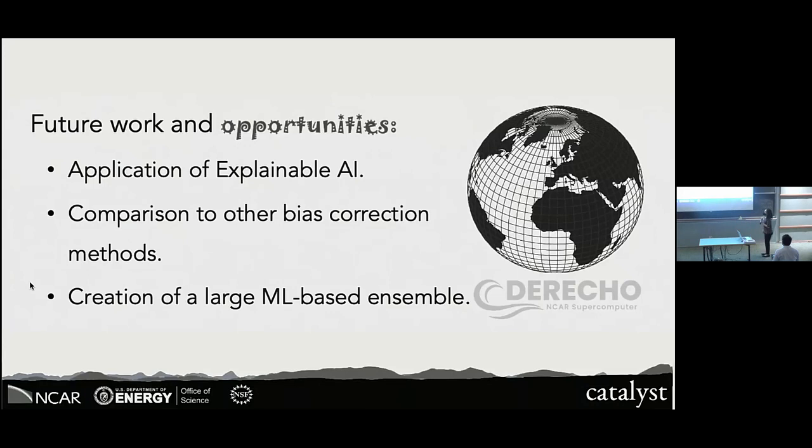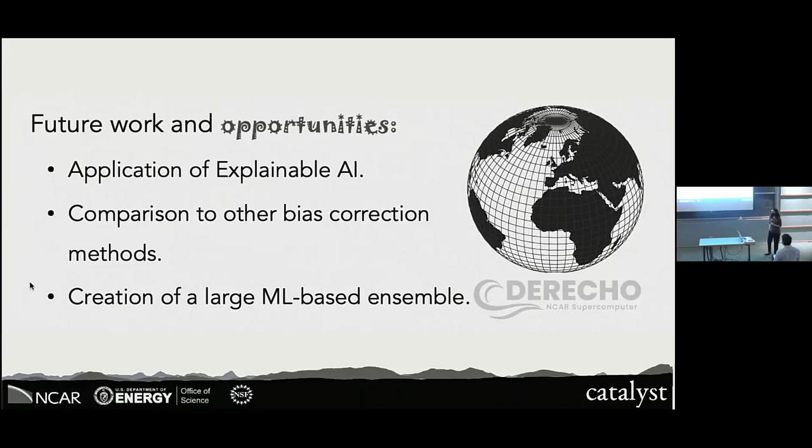So, some future work and opportunities, thinking into the future as I continue to perform this extensive hyperparameter grid search, hoping maybe to gain more skill, or even if things remain consistent, the question that I have is, okay, well, why?